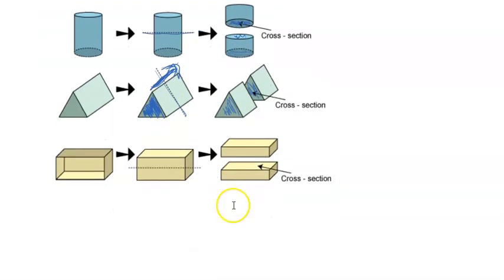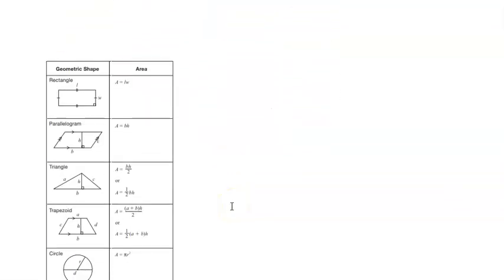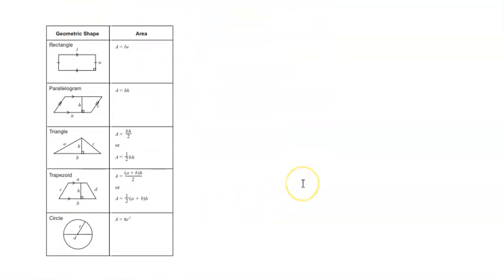That means you need to know your formulae for areas of the 2D shape that you'll see on the end before you then just multiply it by that third dimension, which is the length. That's the easy bit. So you need to make sure that you know these formulas. These are very, very important.